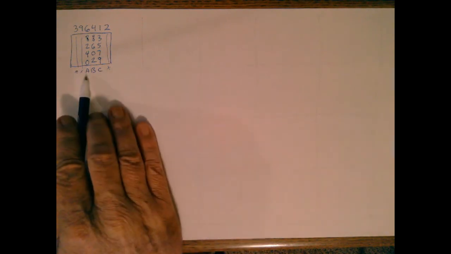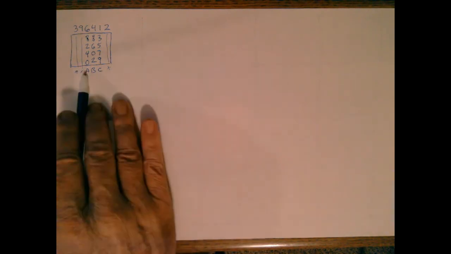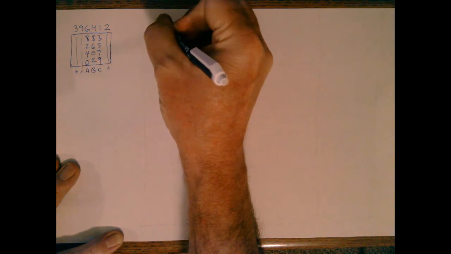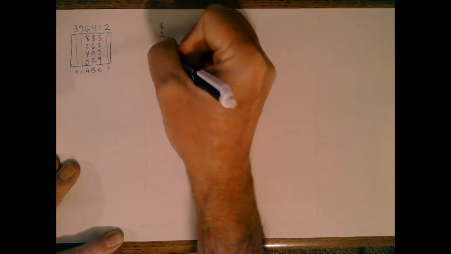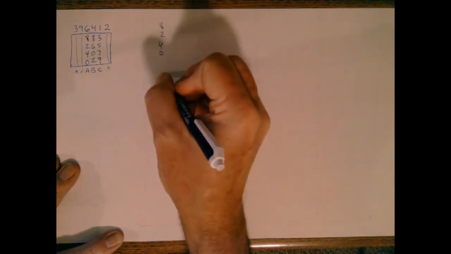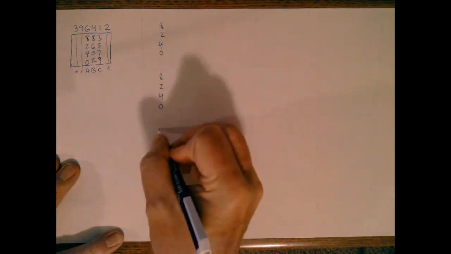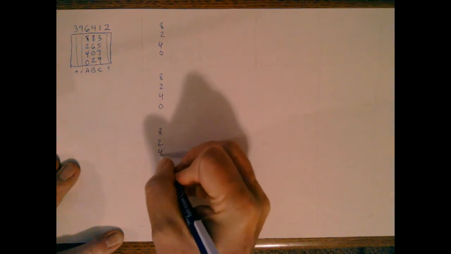So in my first block of my first vertical group, the A column will go 8240. The A is always changing. So 8240. Always changing.